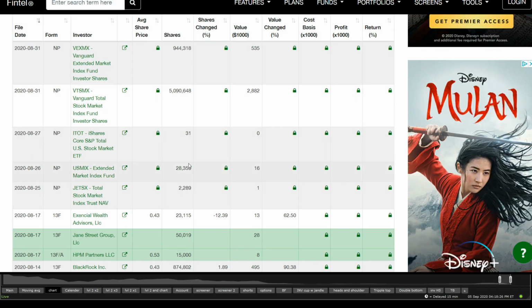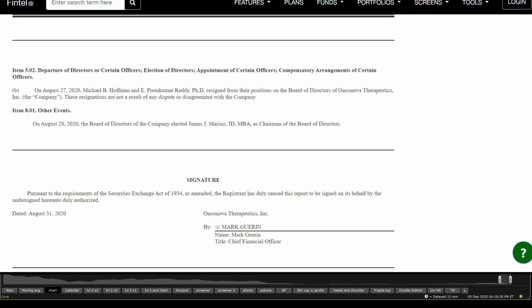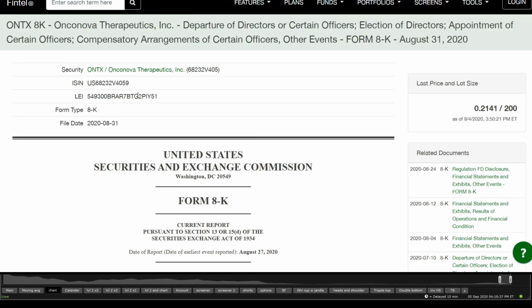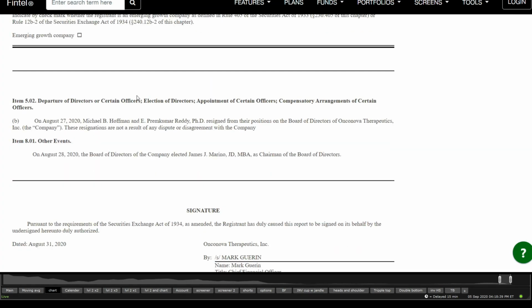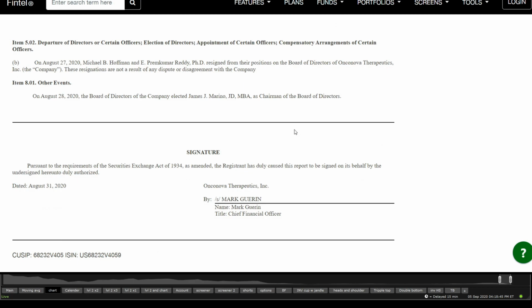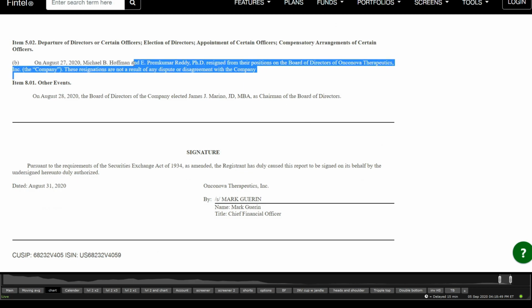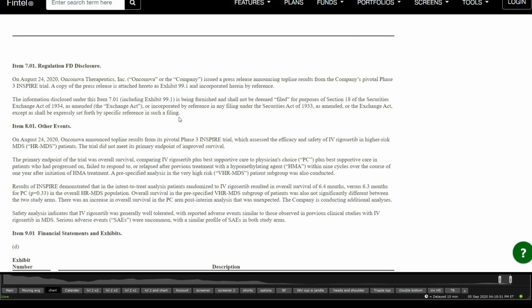It seems that there has been some funds added in terms of major management funds or investor funds. That seems to be positive news for us. Now moving on to the 8-K form as well, there has been a resignation for one of the members of the directors, and they are saying that it has no connection to a dispute or a disagreement with the company, and we'll give them the benefit of the doubt on that one.